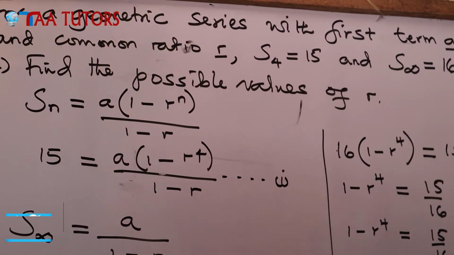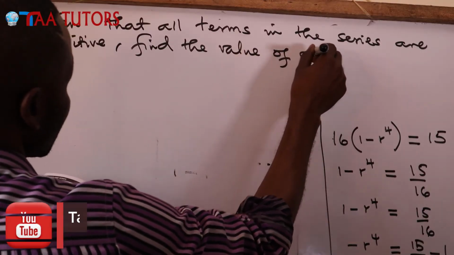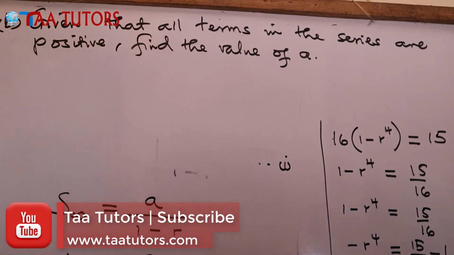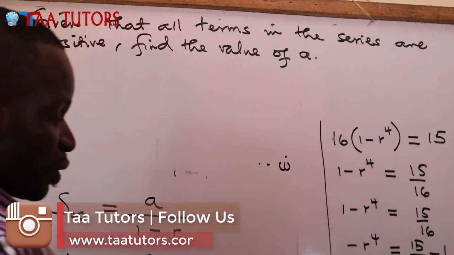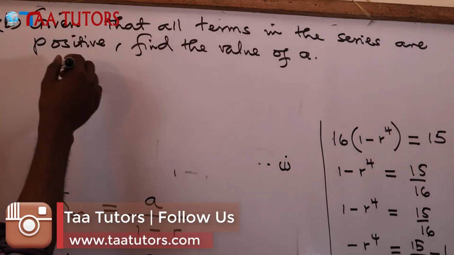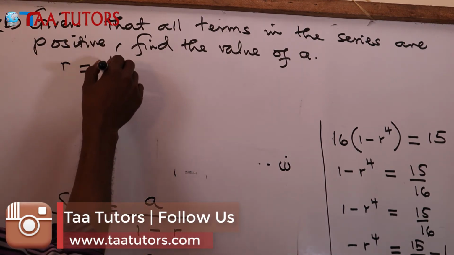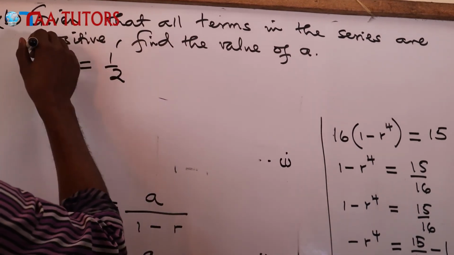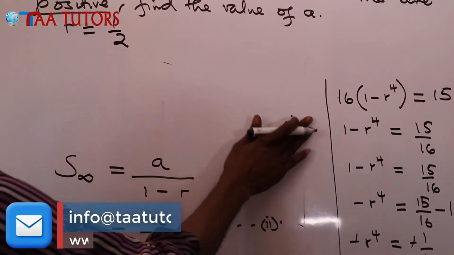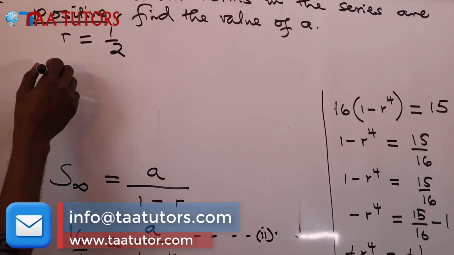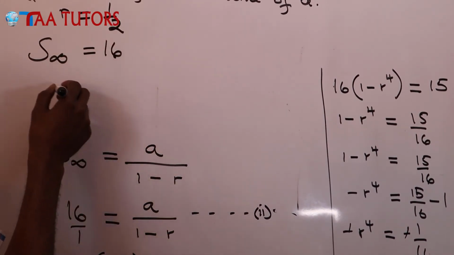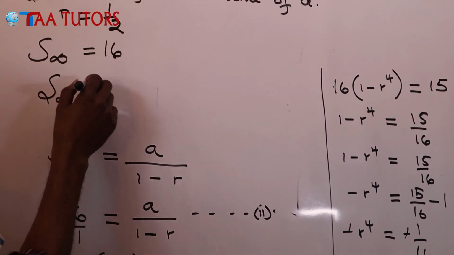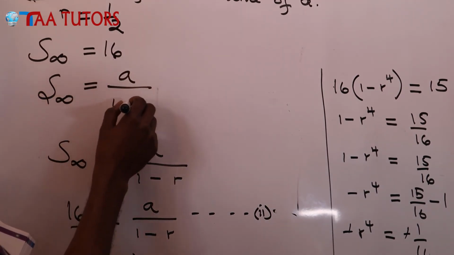Let's go to part B. Find the value of a. So we know that if the values are all positive, then it means r is positive. That's what we have to conclude there. So r therefore must be positive a half if all values of the series are positive. If you are getting the value of a, let us use the sum to infinity, which we said was 16, and we know the formula for sum to infinity is a over 1 minus r.